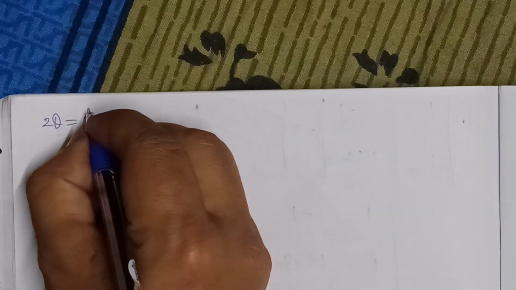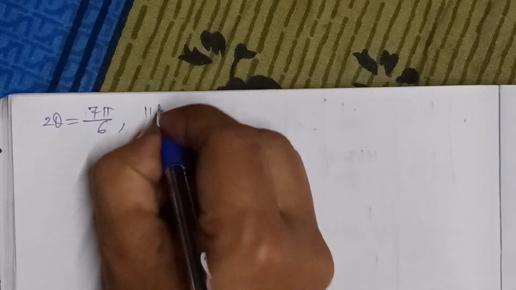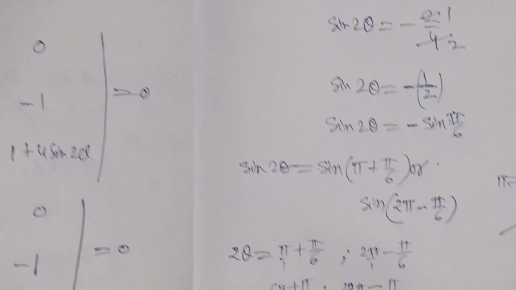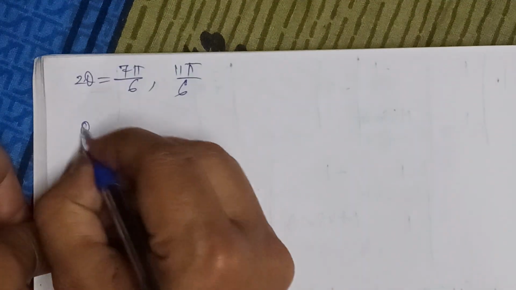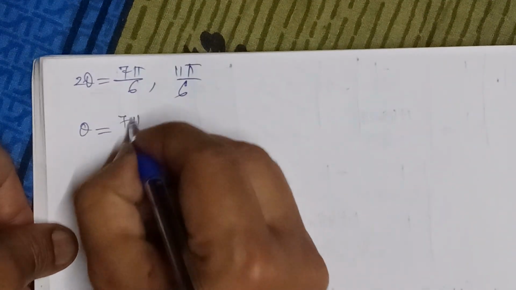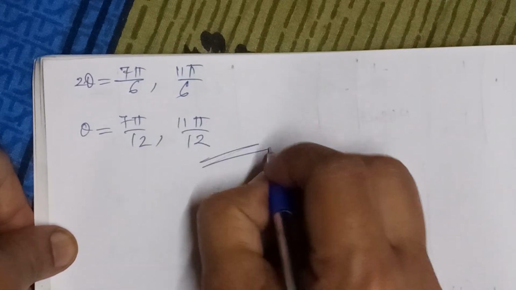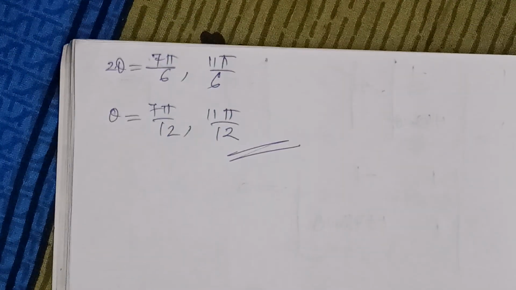Thus we get the value of 2 theta here: 7 pi by 6 and 11 pi by 6. But we have to find the value of theta. For this we should divide by 2. We get 7 pi by 12 and 11 pi by 12, which is the solution of the given equation, which is in the form of a determinant.